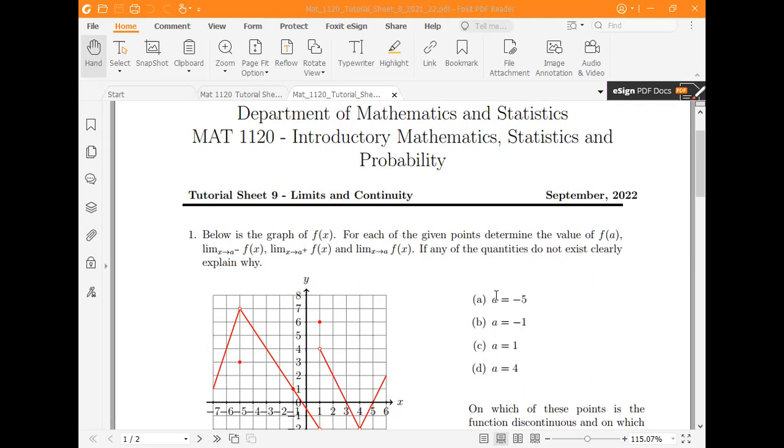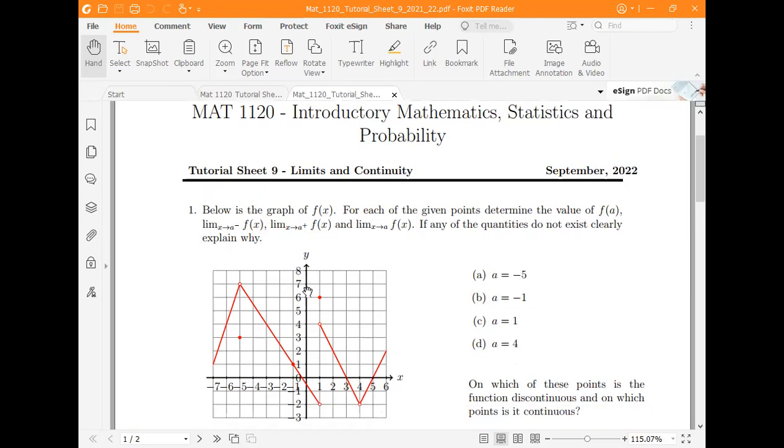The a's are given here. This is a, we go down and play that. So for each value of a, for example, -5, find f of -5, find the limit as x goes to a from left, from right, and then find the limit itself. If any of the quantities do not exist, clearly explain why. So you are given this question.